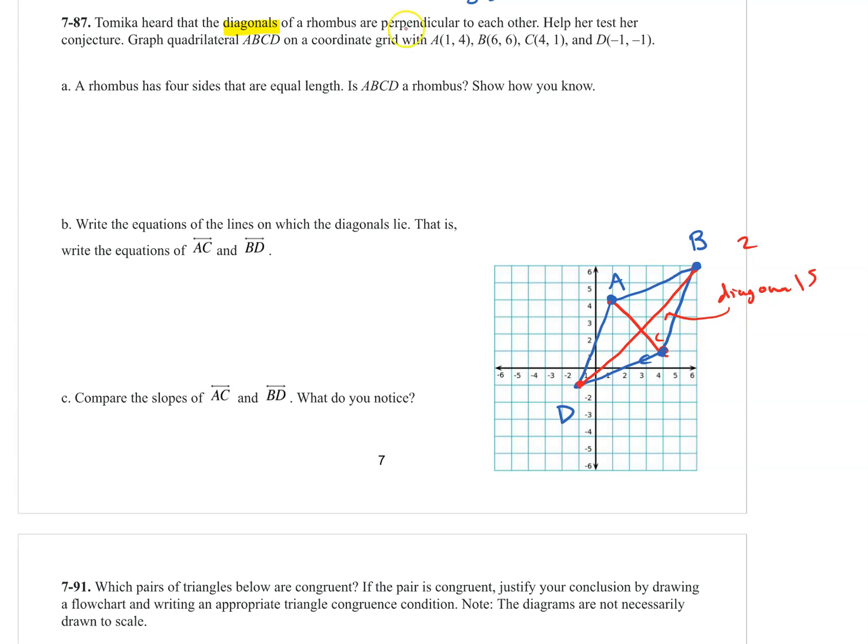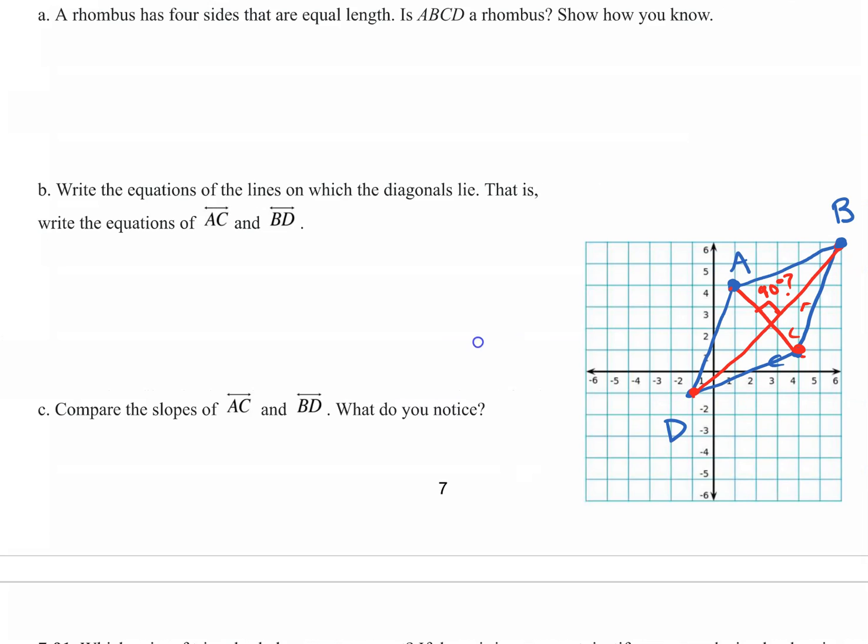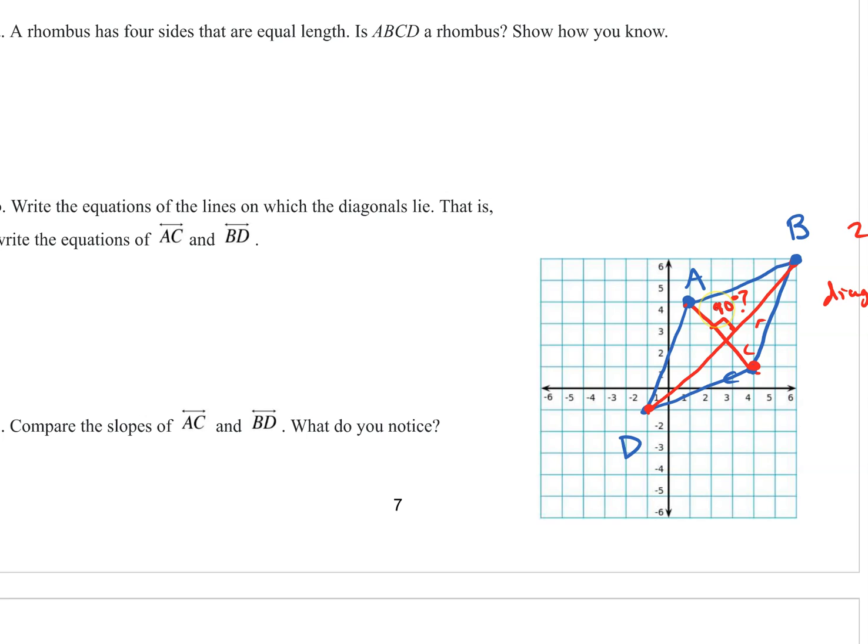Now what they're saying is, are they perpendicular to each other? Is this a 90-degree angle? Well, a rhombus has 4 sides that are equal length. Is this a rhombus? How do we figure this out? Well, what is length AB? How long is this side? I can't just count it because it's crooked, but I can make a little slope triangle.